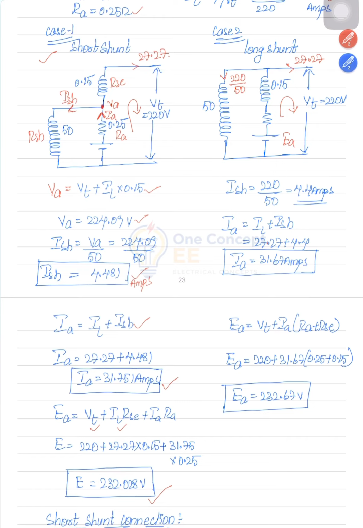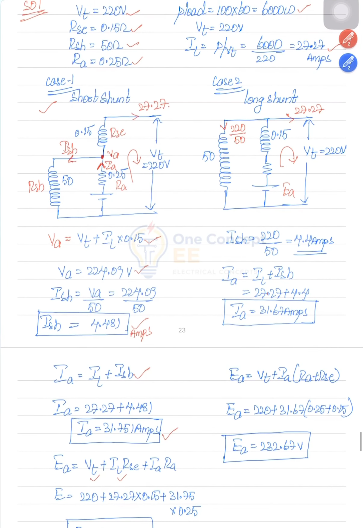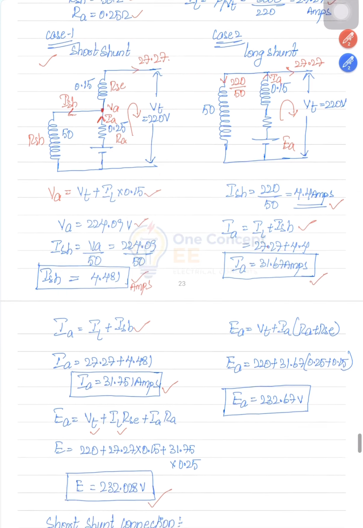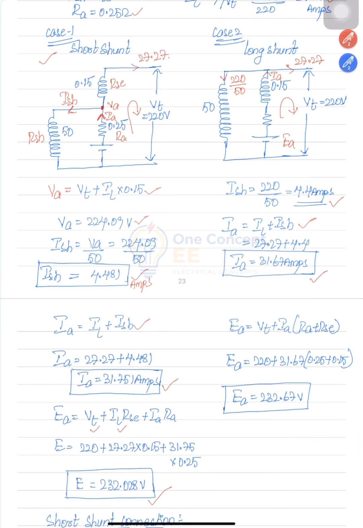If you go for long shunt connection, the current through the shunt field is ISH equal to VT by RSH. It will be 4.4 amps. By this, the current through the armature, IA equal to IL plus ISH. The armature current is 31.67 amps. Here I am doing simple KVL in this particular loop. In this loop, E equal to VT plus IA into RA plus RSC. By this, I got an induced EMF of 232.67 volts.